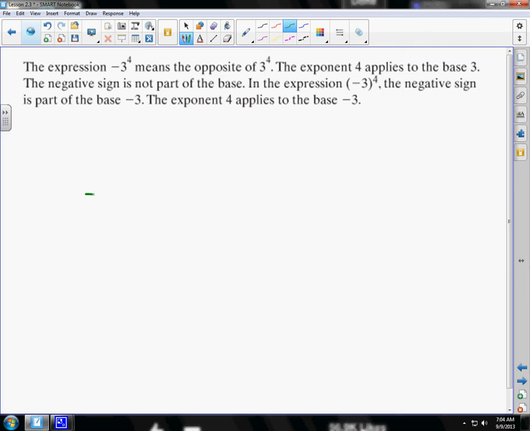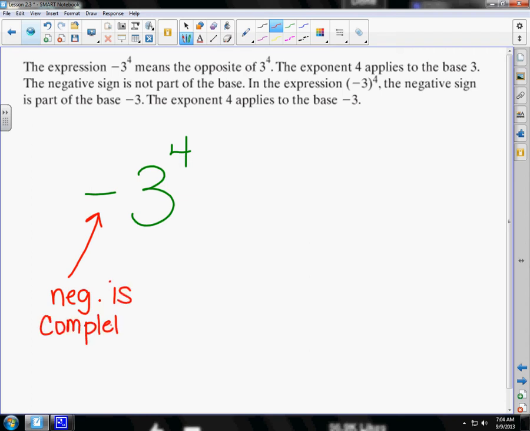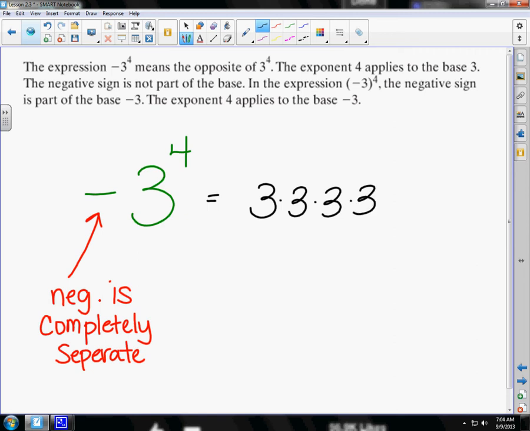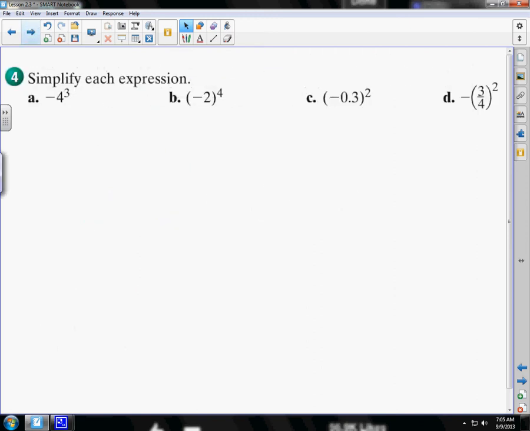So when you see it written like this, you might want to write this in your notes. This negative sign is completely separate. You have to do exponents first. So you would have to do 3 to the 4th power and then add on the negative sign at the end. So try these problems and then we will go over them.